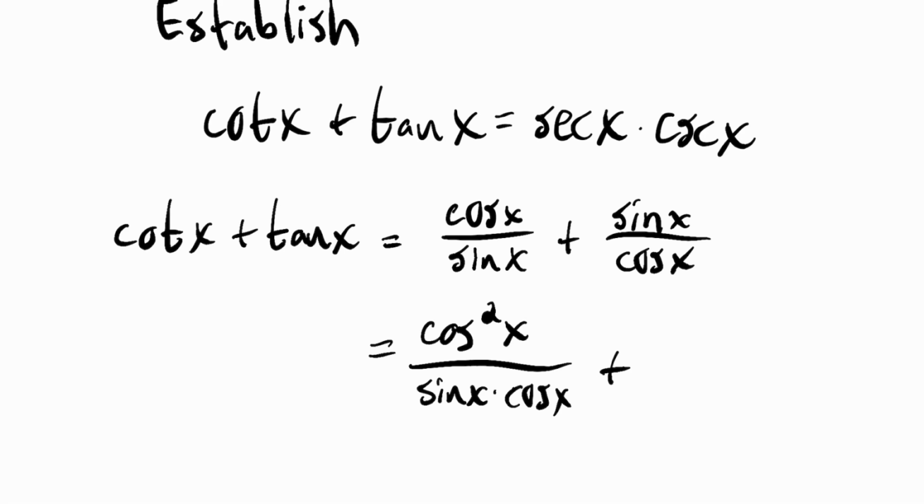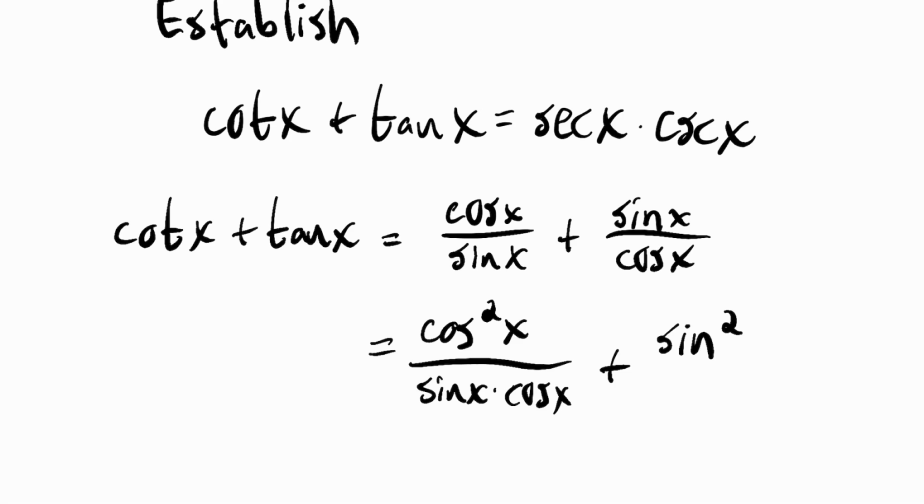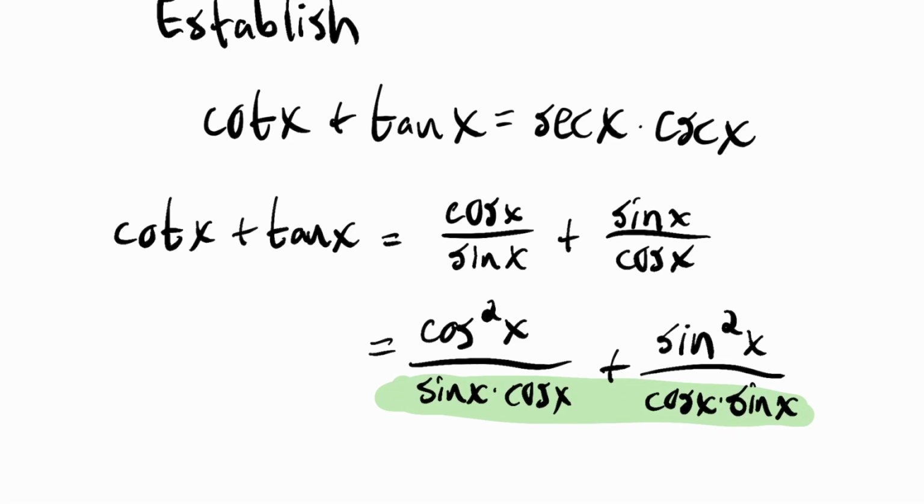You can probably guess what I'm going to do with this next one. You might want to pause the video and think about it for a second. So with this fraction, I need a matching denominator. So I'm going to multiply top and bottom by sine x. I do have room to write it here, but I'll just say what I'm doing. So I'll multiply sine x on top and bottom. So sine squared x over cosine x times sine x. Now these two denominators are the same. The order doesn't matter when you're multiplying, right? 2 times 3 is the same as 3 times 2. So those are the same.